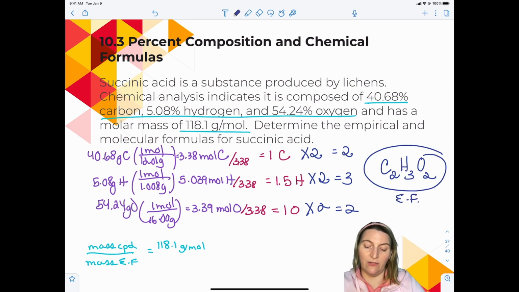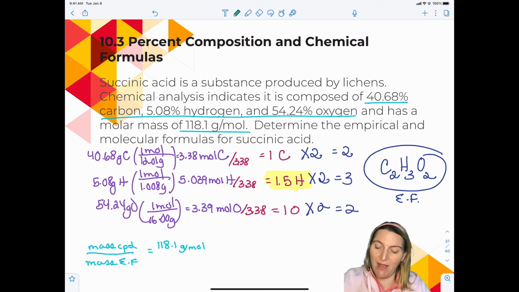So after I did those 3 steps, and this was one where when we divided by the lowest number of moles, one of my answers was not a whole number. It was very close to 1.5. So then I recognized, okay, this is one of those where I need to multiply everything by 2, and I get the empirical formula to be C2H3O2. And then the question is now asking me, what is the molecular formula?